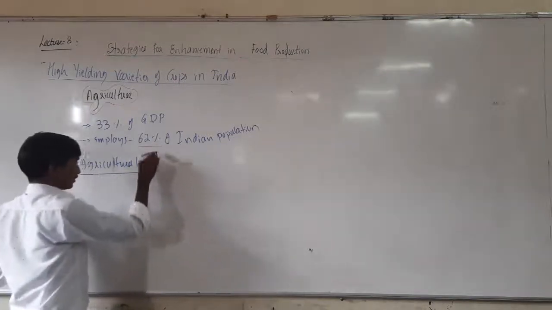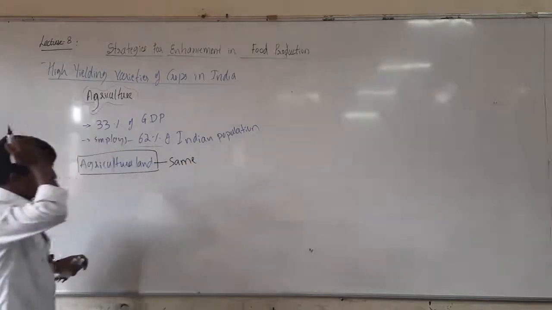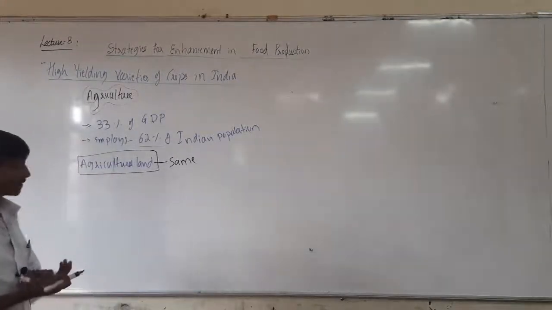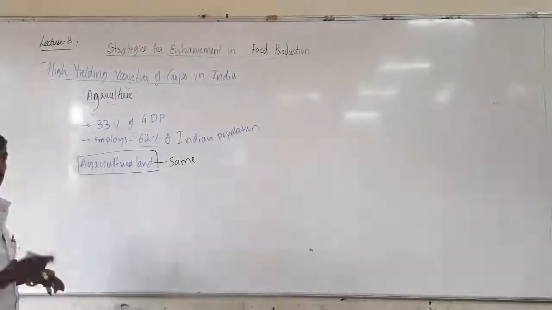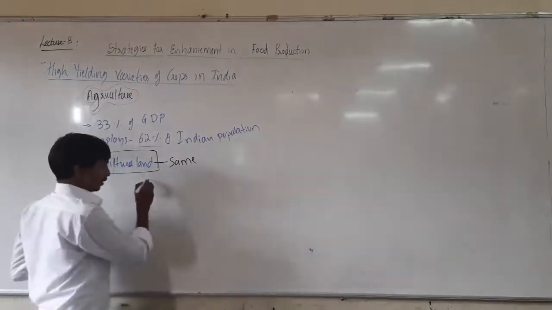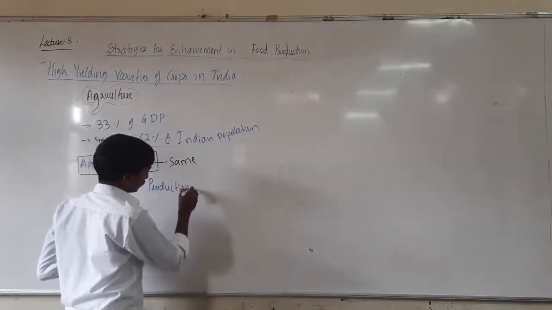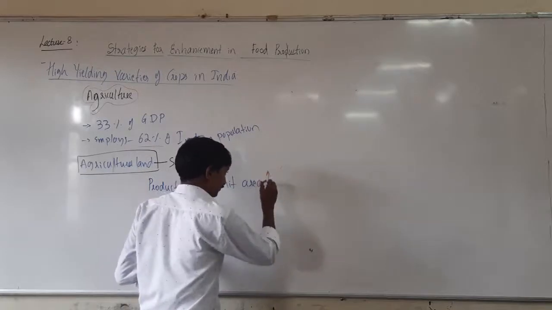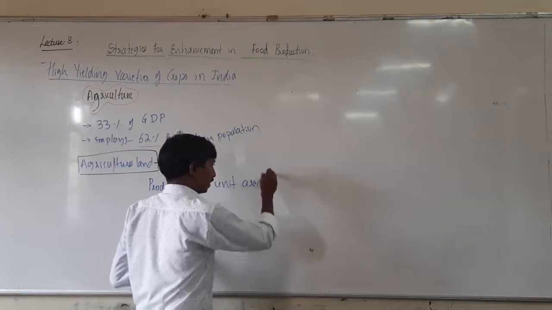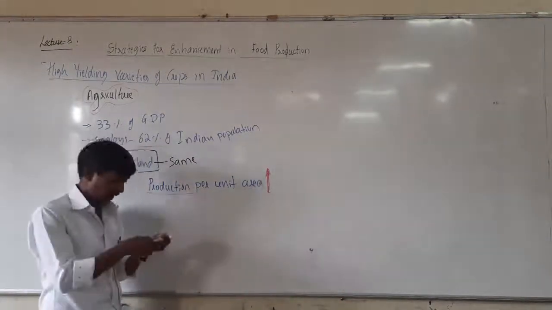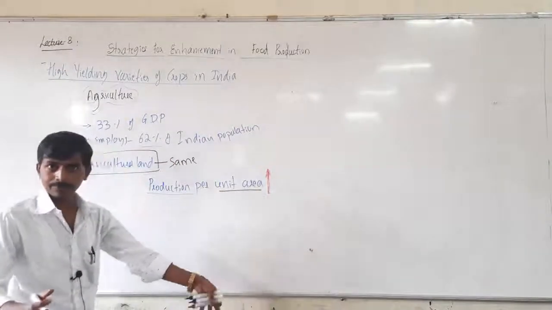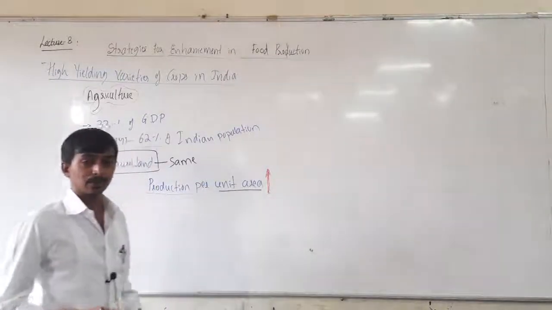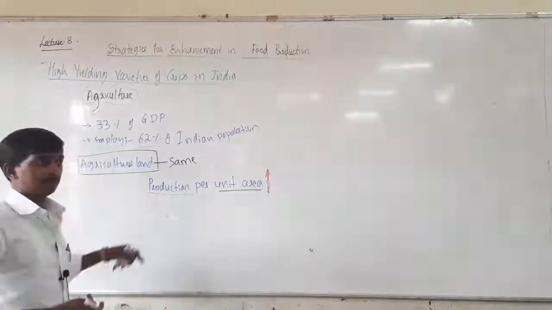Agricultural land is the same. It is not increasing. So with the same agricultural land, we need to increase the yield. Now the focus is production per unit area. This must be increased. In the available area, the production must be increased because the population is increasing as usual. To feed the increasing population, the production per unit area must be increased.